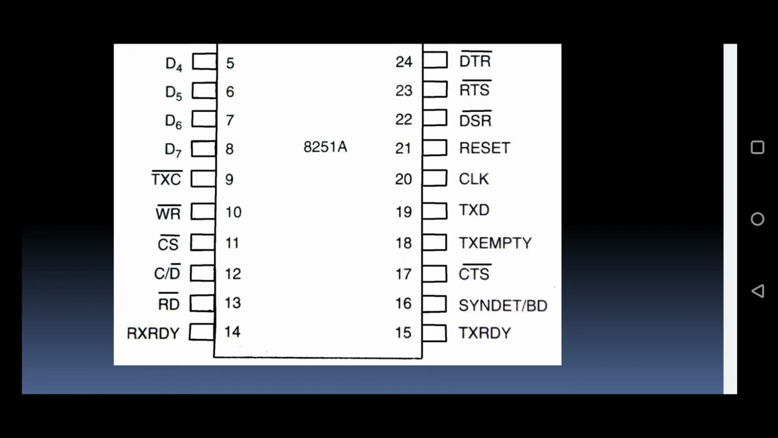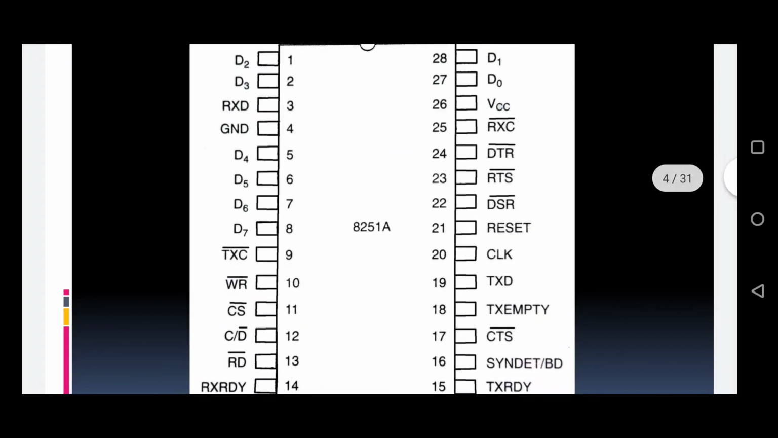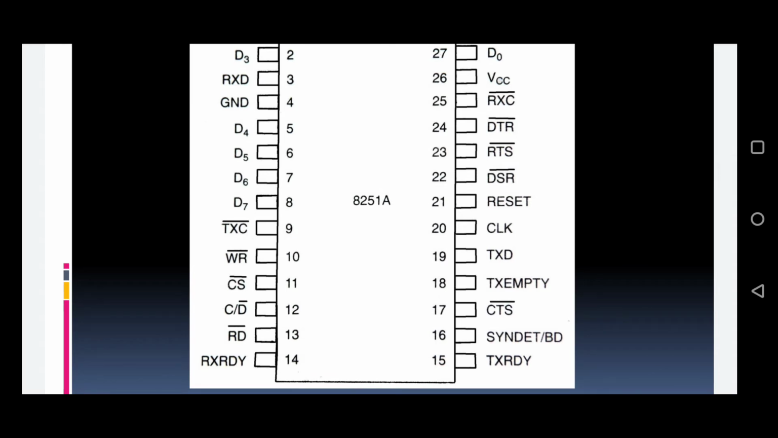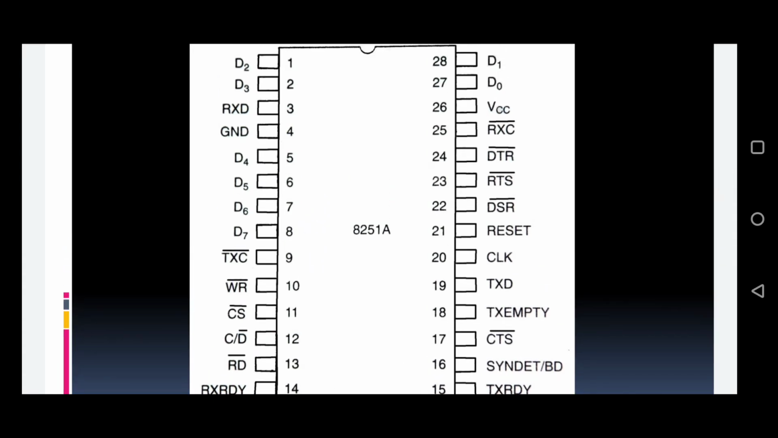So let us see the four different types of modem control signal. There are four modem control signals in the serial communication interface. I will explain them one by one. The first one is DSR, on the 22nd pin, which is data set ready, and DTR on the 24th pin, data terminal ready, and 17th pin CTS, clear to send, and 23rd pin RTS, request to send. These four pins are called modem control signals. These signals are also called handshaking signals.